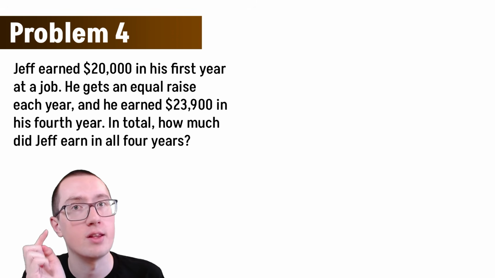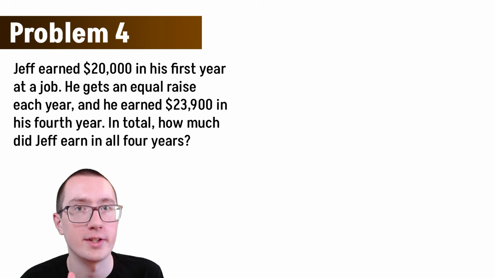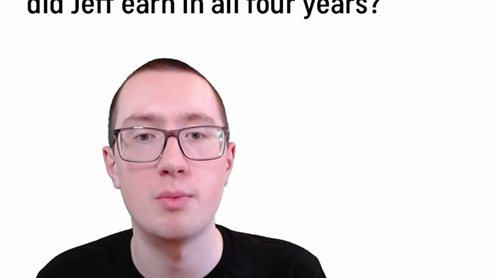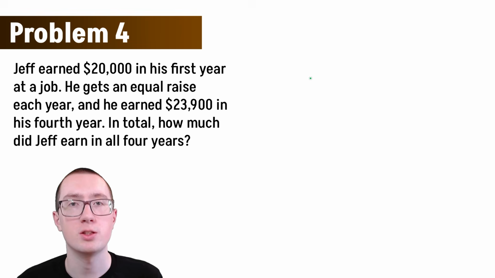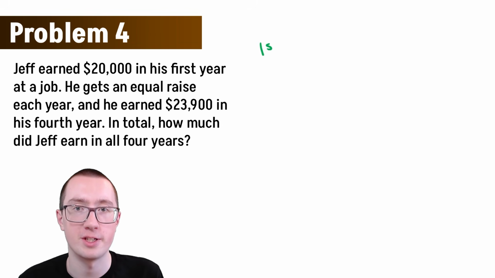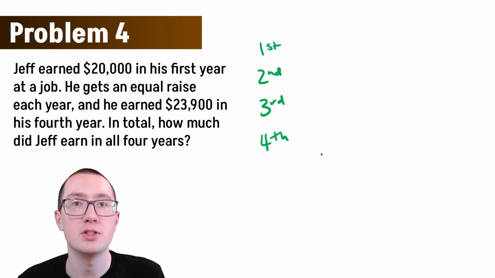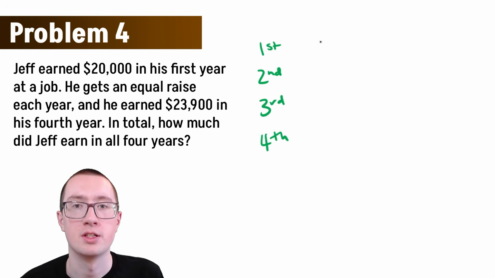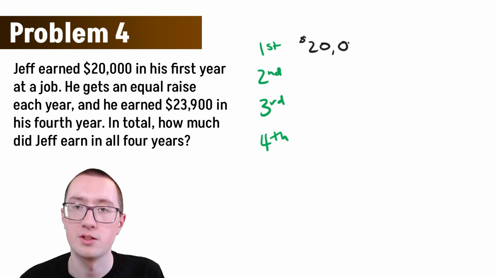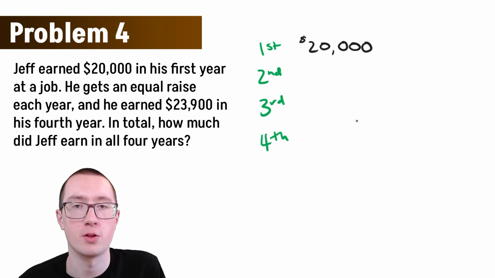Now that I have in my head that we need to find the full 4-year amount, then I go back to the information and try to pull out what's important. So what's the total for all 4 years? Well, it's the total of the first year, second year, third year, and 4th year. And the problem gives us information for 2 of those years. It says that in the first year, Jeff made $20,000. So that's easy. We've already figured out the first year.